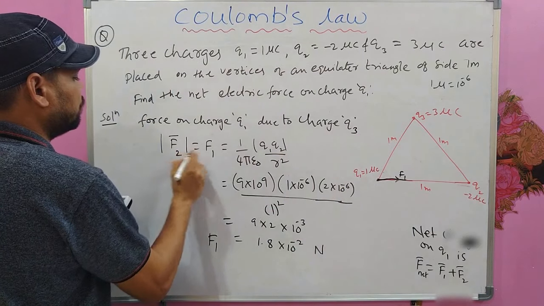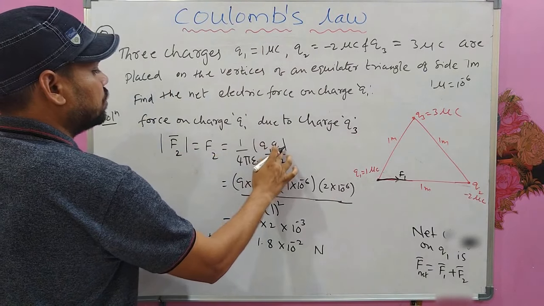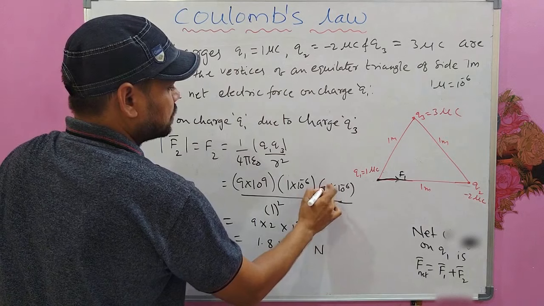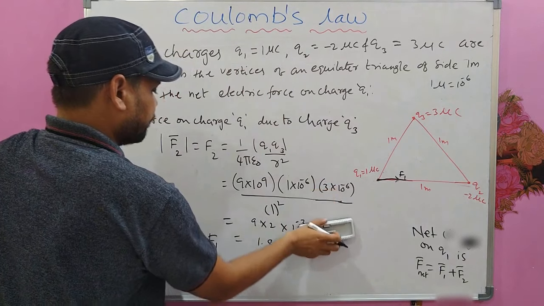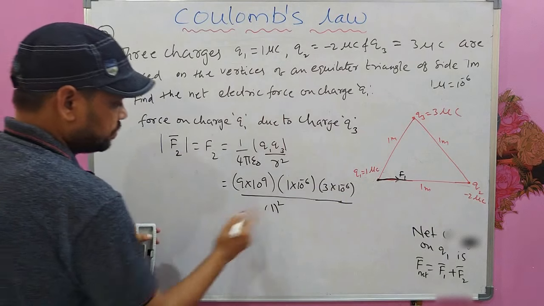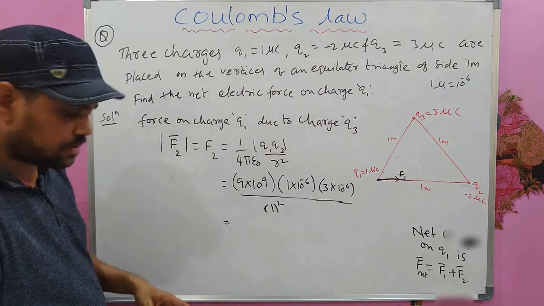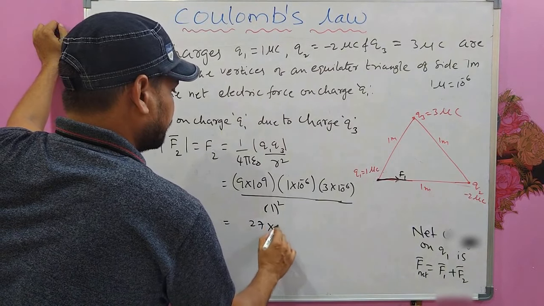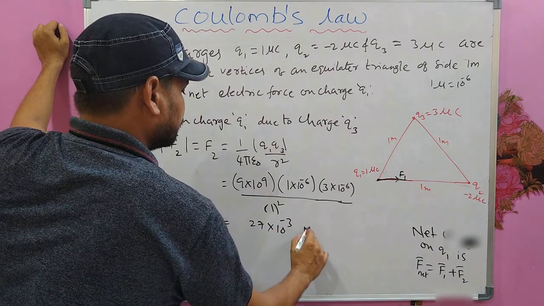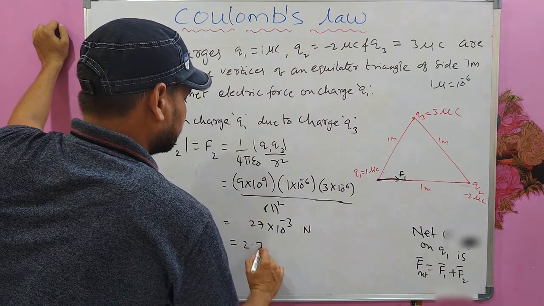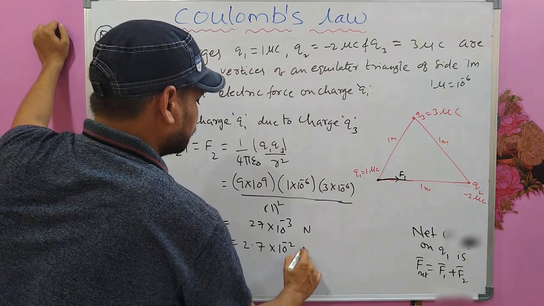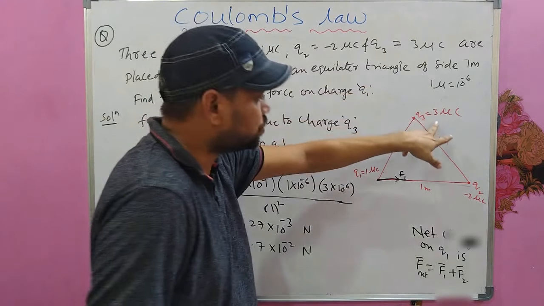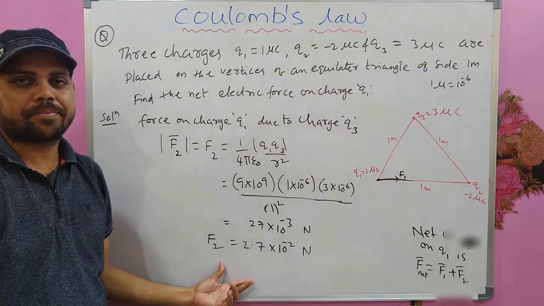Okay, let me take it as F2. So it would be Q1 Q3 by R square. Q1 is the same and Q3 is now 3. In a similar way I am approaching, this would be 27 into 10 to the power of minus 3 Newton. So it will be 2.7 into 10 to the power of minus 2 Newton. This is F2, force on charge Q1 due to charge Q3. Magnitude.